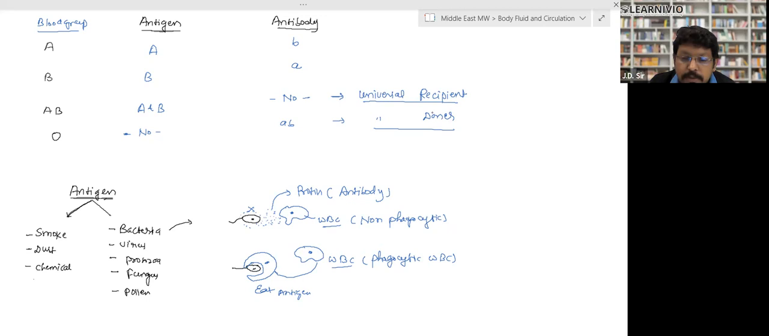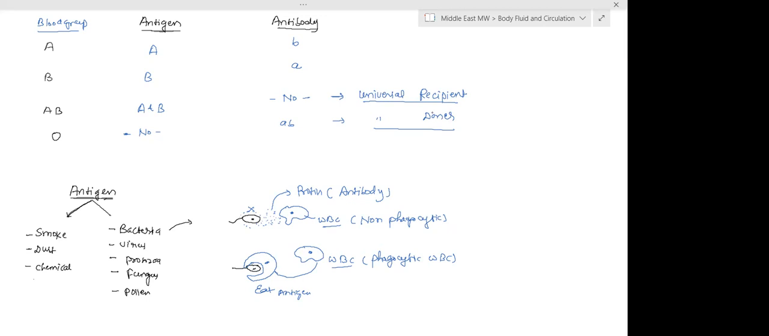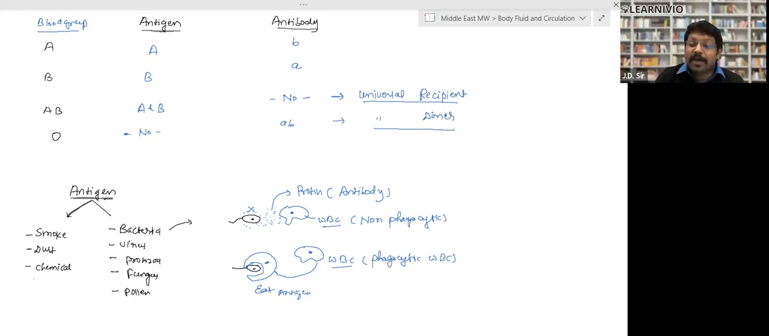Yes. Any more questions? Somebody was asking. Sir, is O negative also a universal donor? Yes, O negative is the universal donor. I am going to tell you what the negative and positive concept is, right? Is it clear? A, B, A, B.